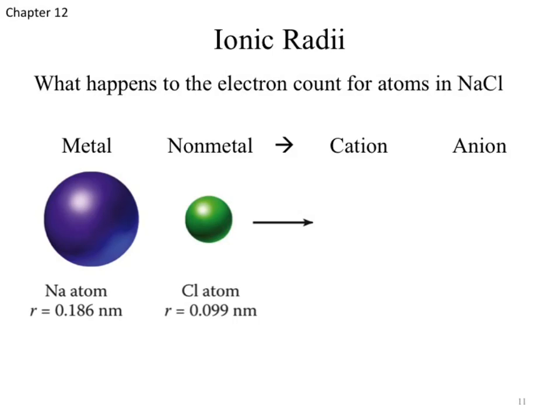So to determine that, what will we do? We could go through and do the whole configuration, but I kind of want to cheat because I don't want to write it all out. So we'll look for the noble gas in the row above it. Sodium is in row 3, so we'll look for the noble gas in row 2, which is neon. Put that in brackets, saying for sodium, it's the same configuration as for neon, and what?